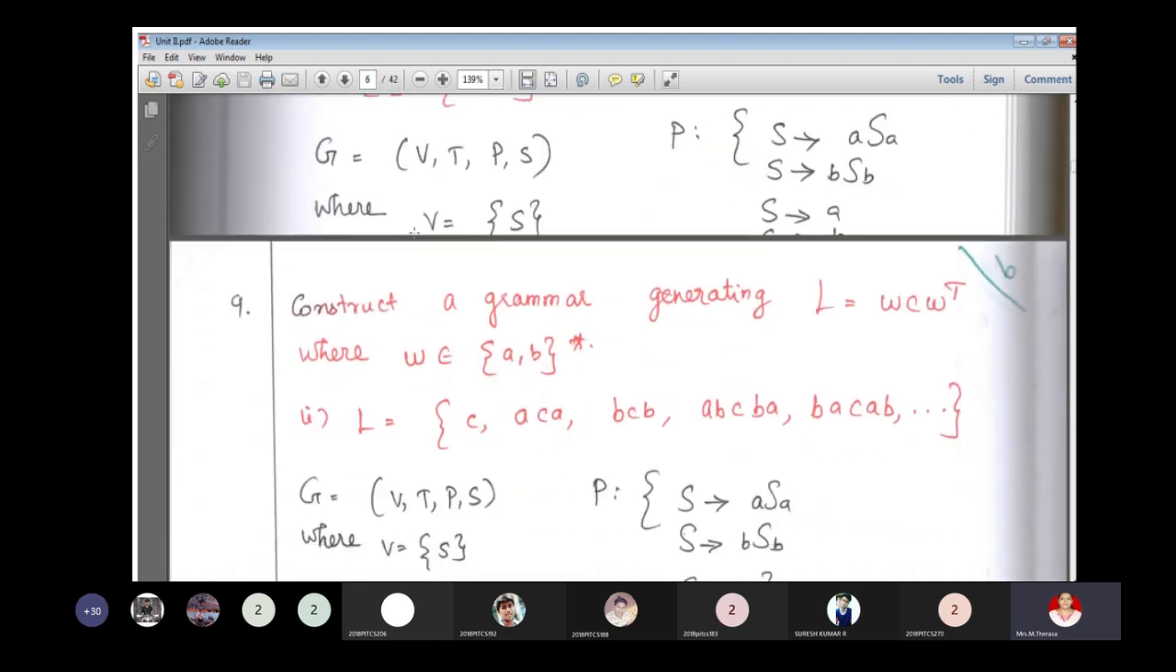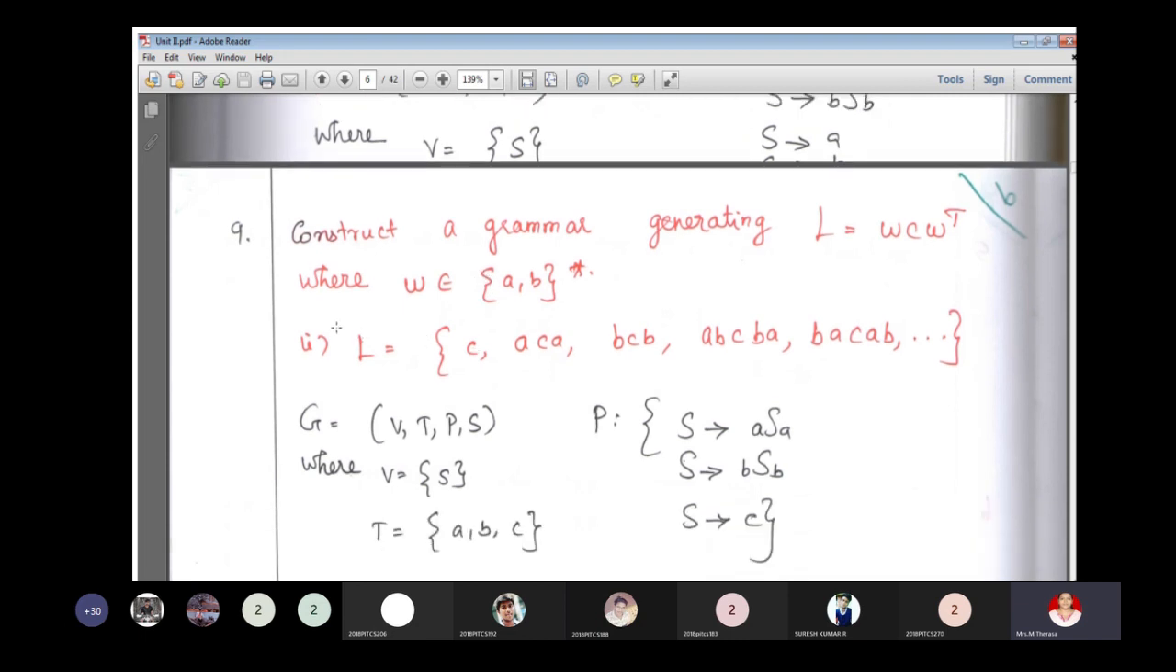Next, construct a grammar generating L is equal to W C W power T, the transpose of this W, which is nothing but the reverse of W, where W belongs to (A plus B) the whole star. What is the meaning of (A plus B) the whole star? Any strings of A's and B's. Okay, first you have to identify the set of strings. So whenever this W becomes epsilon, W power T is also epsilon, so that you will get the resultant with only C.